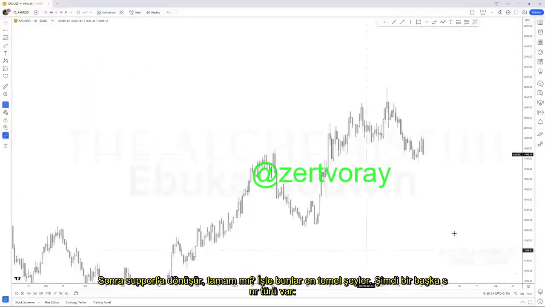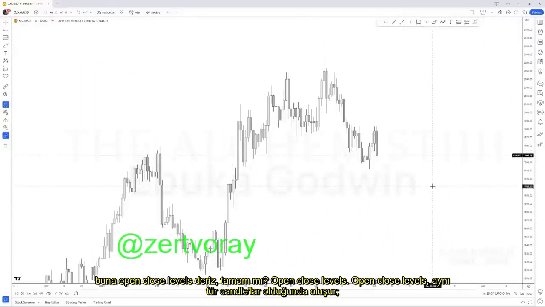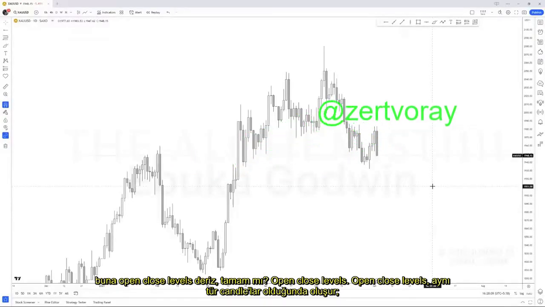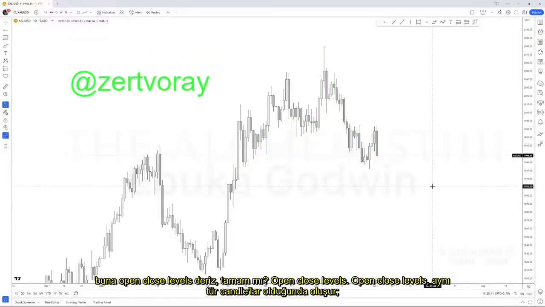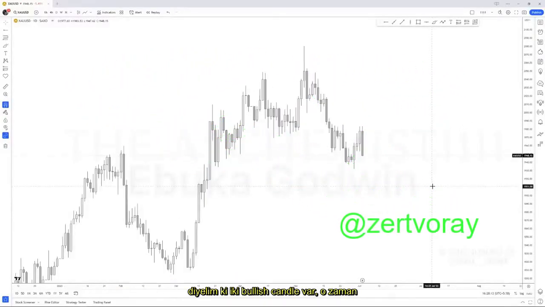Now there's another type of SNR. We call it open close levels. Open close levels are made when you have the same type of candles.